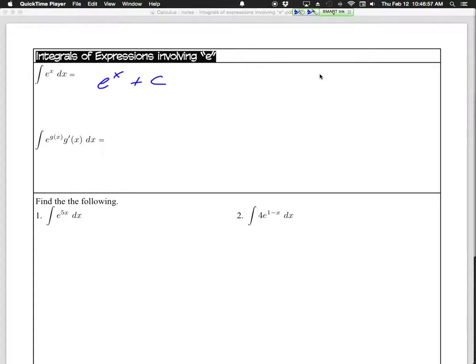And then the next example where we have e to the g of x times g prime of x dx. This is when I have something in the exponent besides just x. And so what do we have to make sure of whenever that happens? That the derivative of it is present, so that's what it shows. And if the derivative is present, then when I integrate it, what do I get? Very good. E to the g of x plus c. So that's what we're using today.